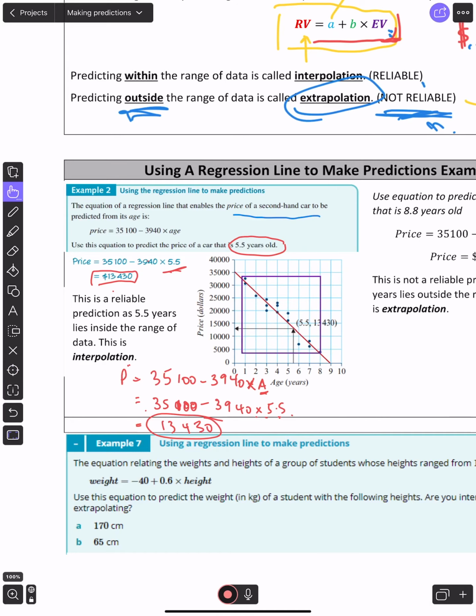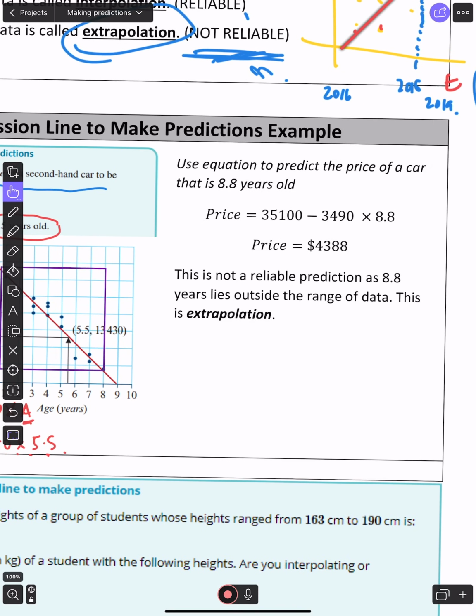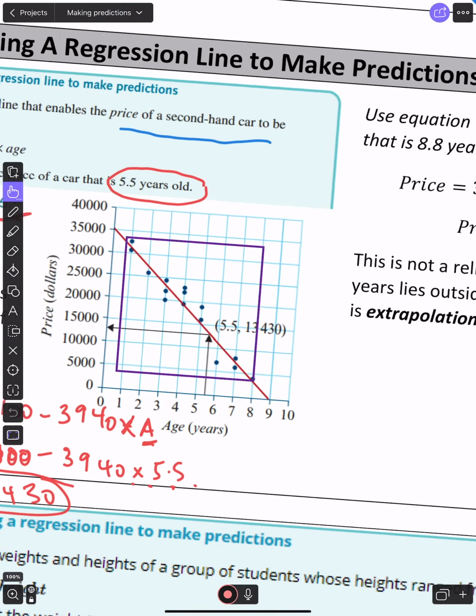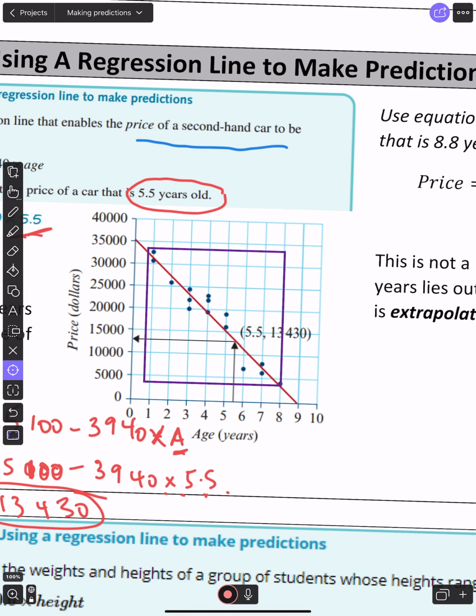However, if I was to make a prediction of a car that is 8.8 years old, I would do the same thing. I can still use my equation because I'm going to assume that the prices of the car continue after 8 years in the same path. So I've got my equation here. I'm subbing in 8.8 for age, and I get a price of $4,388. Now, if I take you back over to our graph here, remember the last age we had was 8 years. So if I've got a car that is 8.8, that is outside the range of my data.